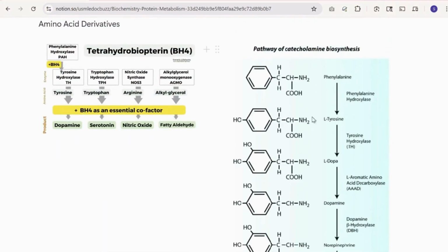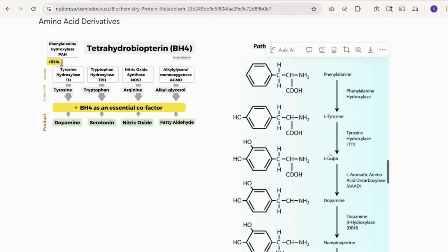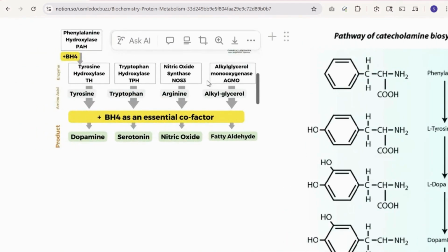So if you see this now, phenylalanine is making tyrosine, right? What's the difference between the two? It's this OH molecule. Tyrosine to L-DOPA, now it's an OH again. You keep going, and then you get dopamine, norepinephrine, etc. But tetrahydrobiopterin is the common cofactor, right? So they've given you all these major reactions that use tetrahydrobiopterin. Try to make intuitive sense of this.